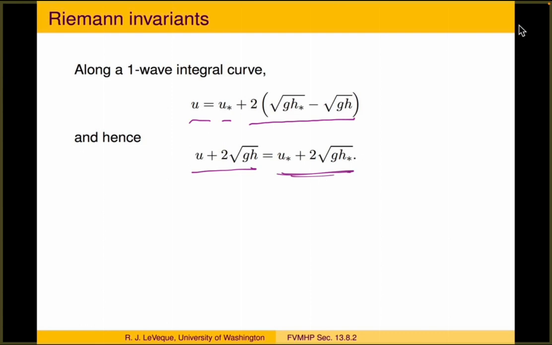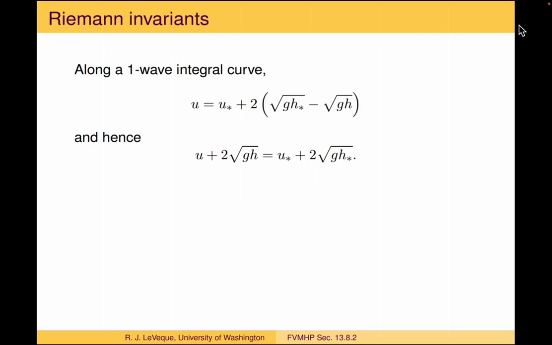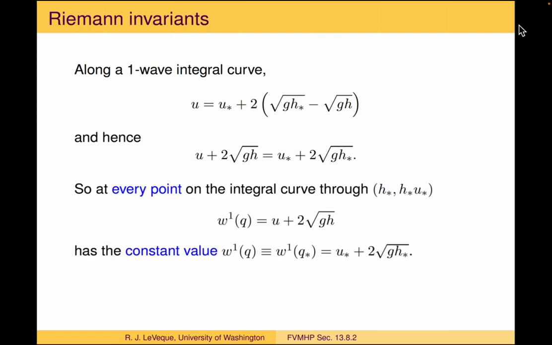So on the right here, this was one particular point on our integral curve, but on the left we have any other point on the integral curve. That's telling us that u plus 2 square root of g h is constant everywhere on the integral curve. It has to be equal to the value at any particular point. And so this quantity, u plus 2 square root of g h, is constant on integral curves for the one family, and so it's called a 1-Riemann invariant.